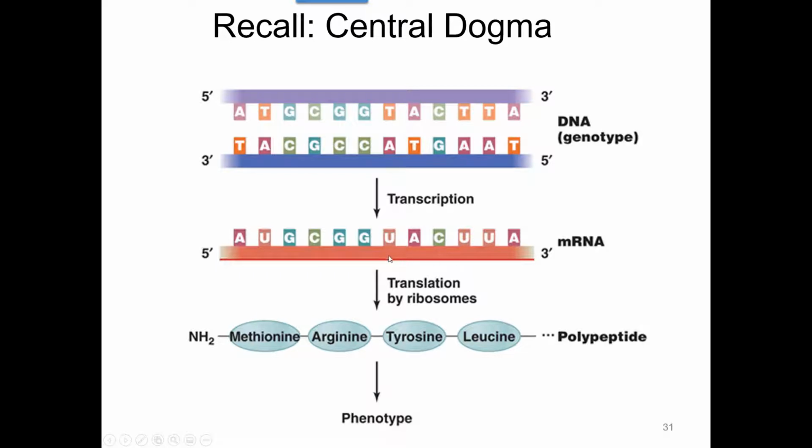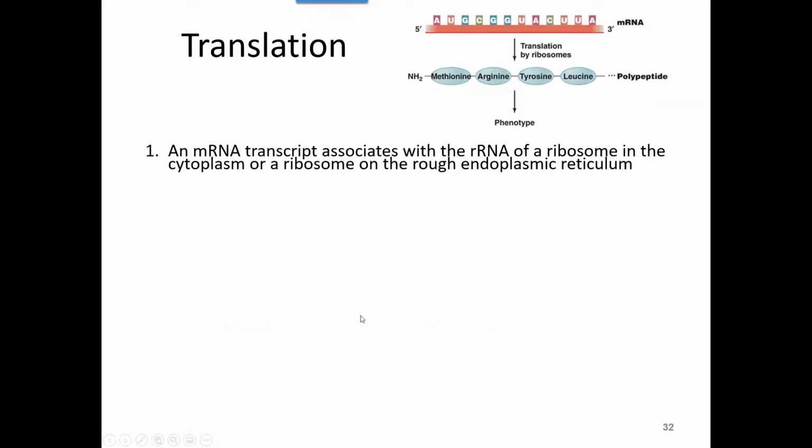So translation, we have a messenger RNA. It's going to associate itself with the ribosome or RNA of a ribosome. It just means the ribosome is now going to be able to read this new message. The ribosome reads the information on that transcript. It directs transfer RNA to bring in the specific amino acids that it needs to bring in, and it does that. It reads the messenger RNA 3 letters at a time.